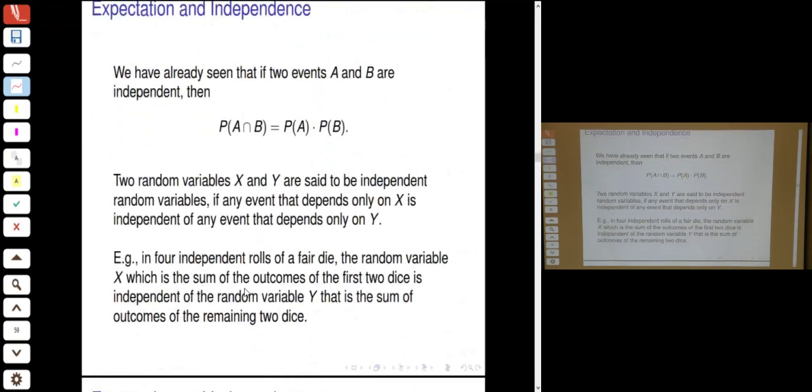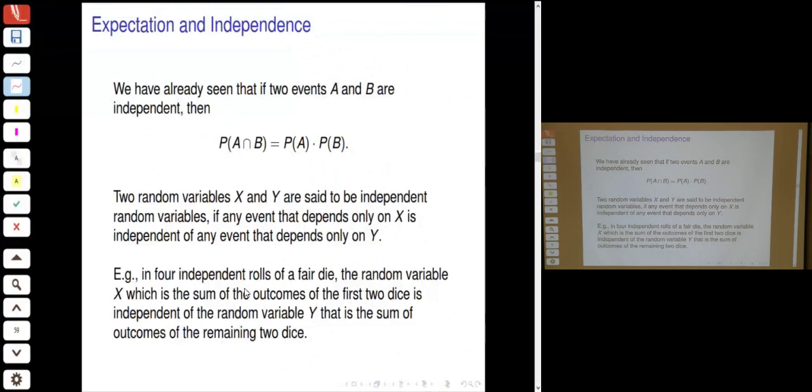Okay. Expectation and independence. We already have seen that if two events A and B are independent, then probability A intersection B is probability A times probability B. So two random variables x and y are said to be independent random variables if any event that depends only on x is independent of any event that depends only on y.